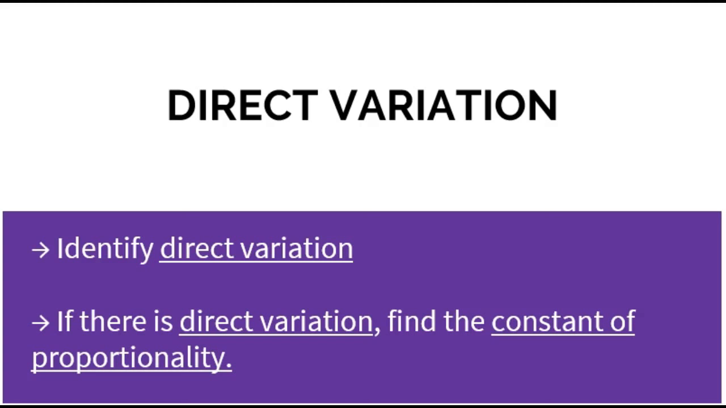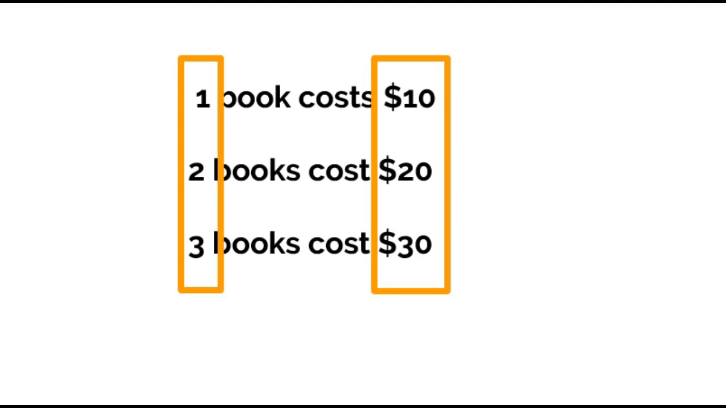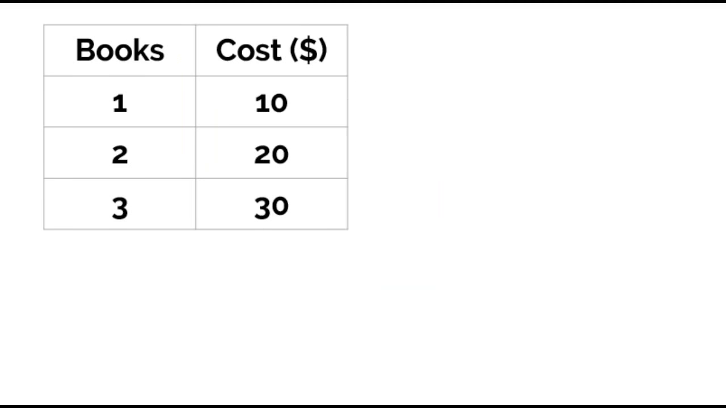have already been studying. So for example, if you have one book that costs $10 and I tell you that the books to the cost has a proportional relationship, then we know that 2 books are going to cost $20 and 3 books are going to cost $30. We've seen these numbers before in a table, so this is what we might have been looking at previously, a table of books to the cost.